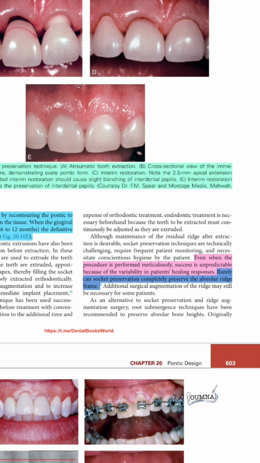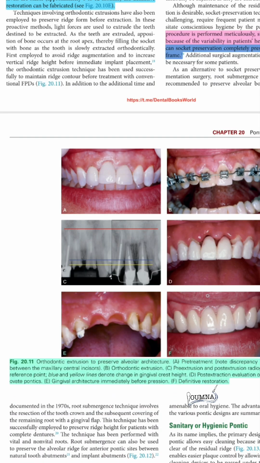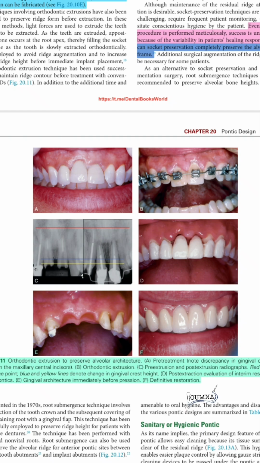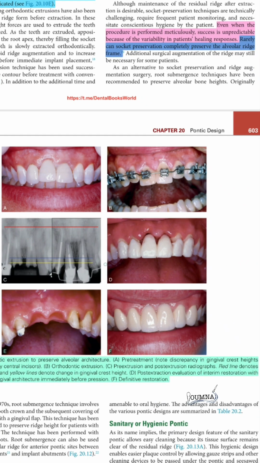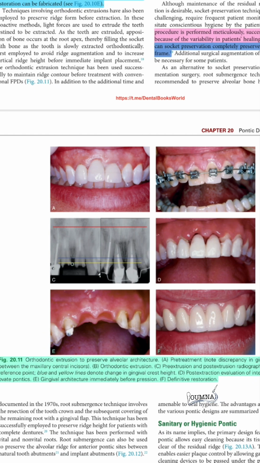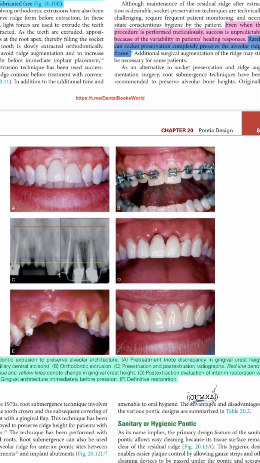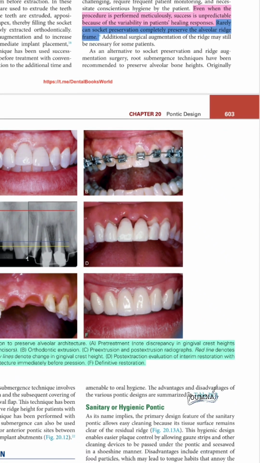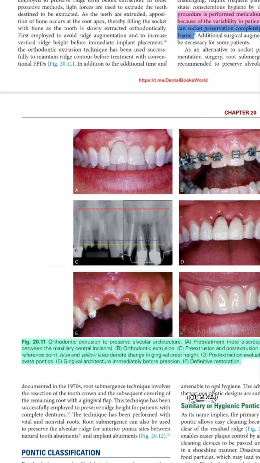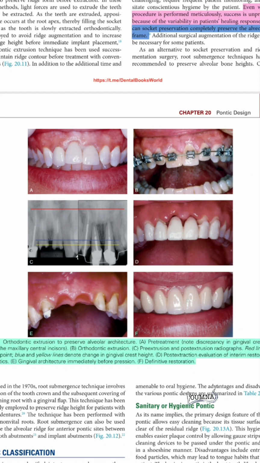Although we usually get sufficient results, the success is unpredictable because of the variability in the patient's healing response. Before the extraction of these teeth, we did an orthodontic extrusion of the two incisors, and we can see the difference here, to increase the gingival crest height. Then we added an interim restoration, and after we got the healing and the gingival contour, we did a definitive restoration.